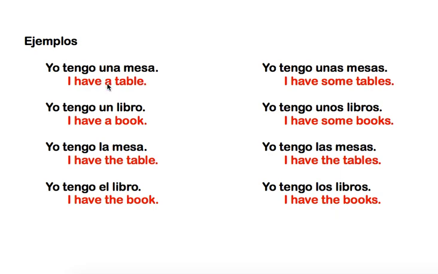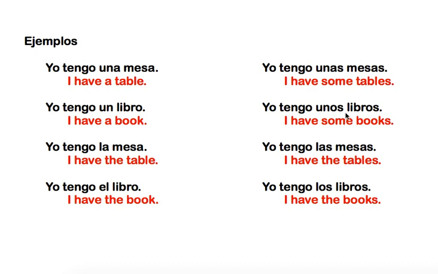English has less words, less variety of words. They have a for both of these, whereas in Spanish you have una and un, because this one's feminine, this one's masculine. Here you have the word some for both in English, but in Spanish you have unas and you have unos, again matching the gender.